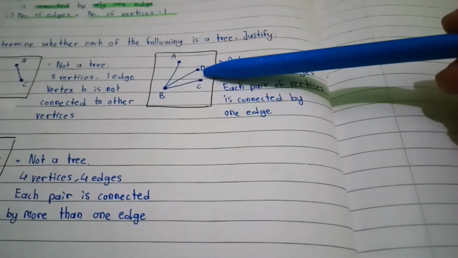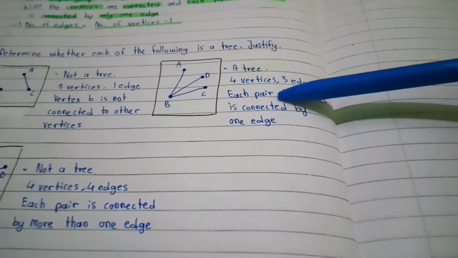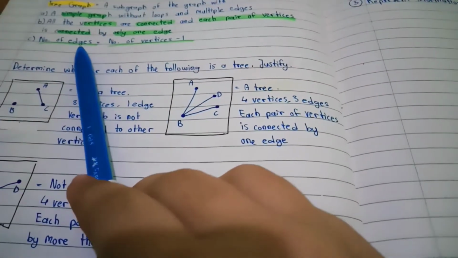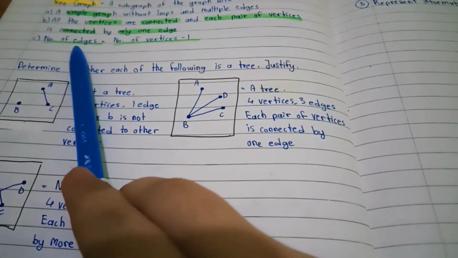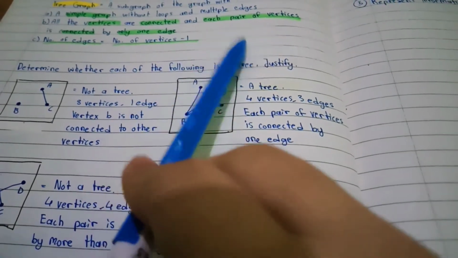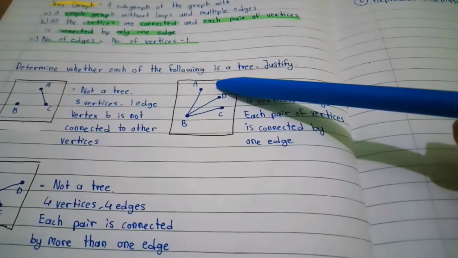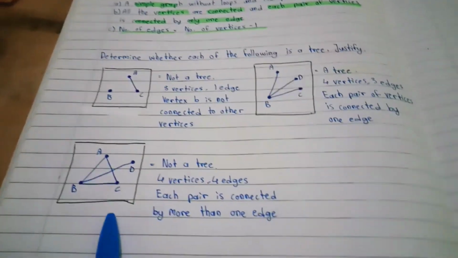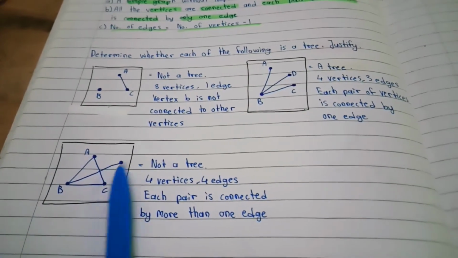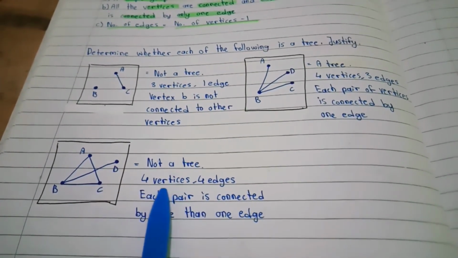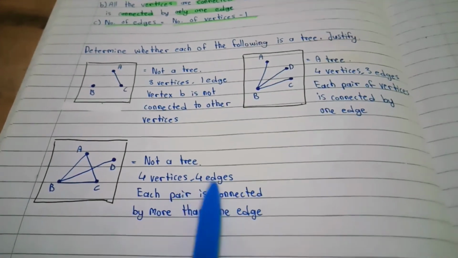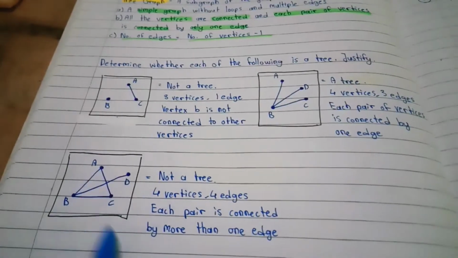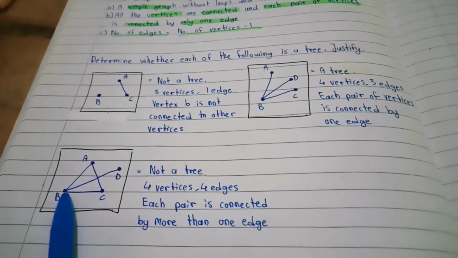Next, this is a tree because it has 4 vertices and 3 edges, which follows the property that number of edges must be equal to number of vertices minus 1, and each pair of vertices is connected by 1 edge only. Lastly, as you can see, this is not a tree. It has 4 vertices and 4 edges and does not follow the properties of a tree graph, and each pair is connected by more than 1 edge.